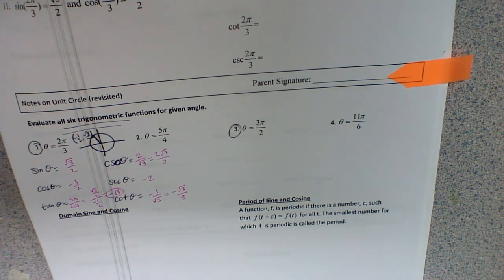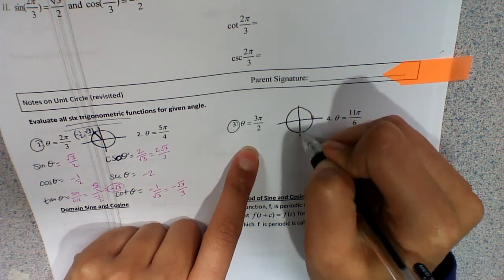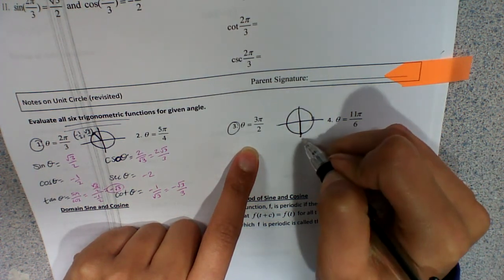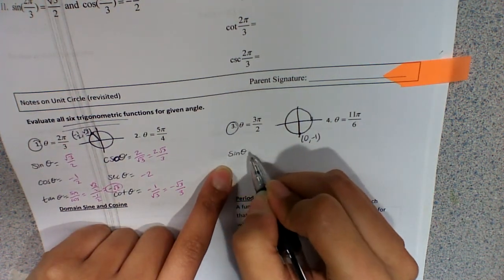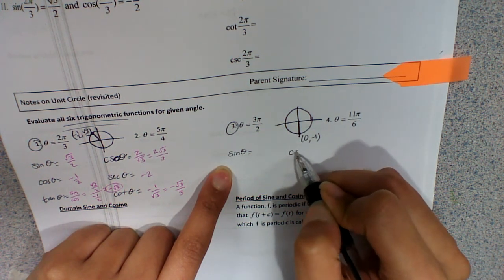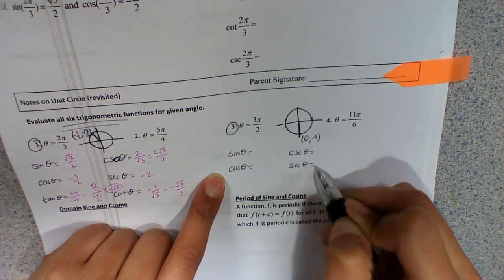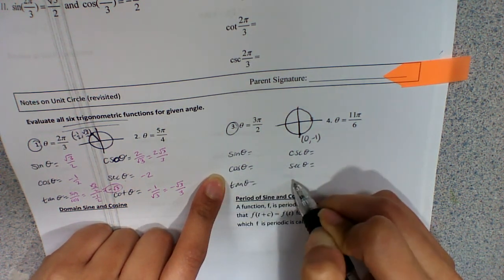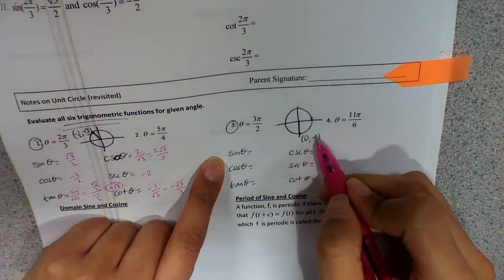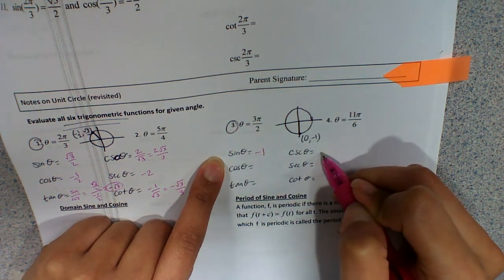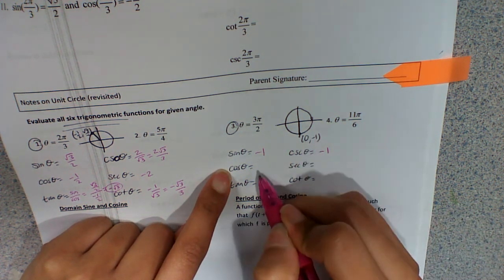Okay, moving on to number 3. 3 pi over 2 is, remember, at 270 degrees right over here, and your coordinate for that is 0, -1. So now, again, I want to look for all 6 trig functions. I want sine of theta, I want its reciprocal, cosecant, I want cos of theta and its reciprocal, secant, and I want tan of theta and its reciprocal, cotan. Sine is your y value, so y is, in this case, -1. Its reciprocal is still -1. Cos is our x value, that's 0.